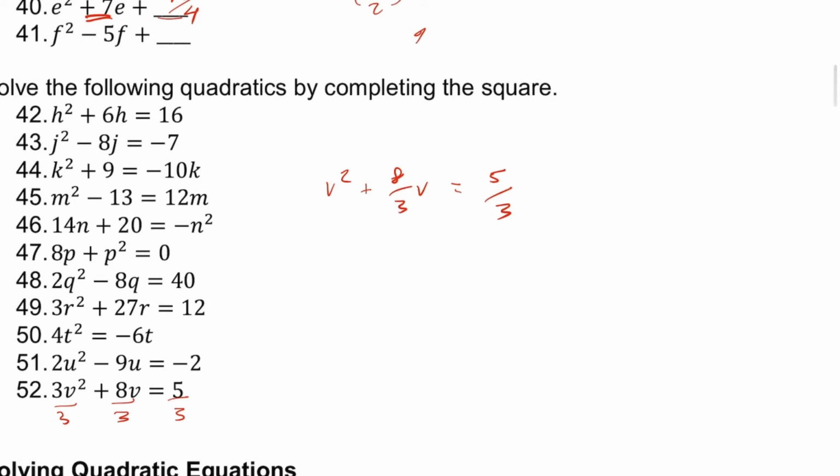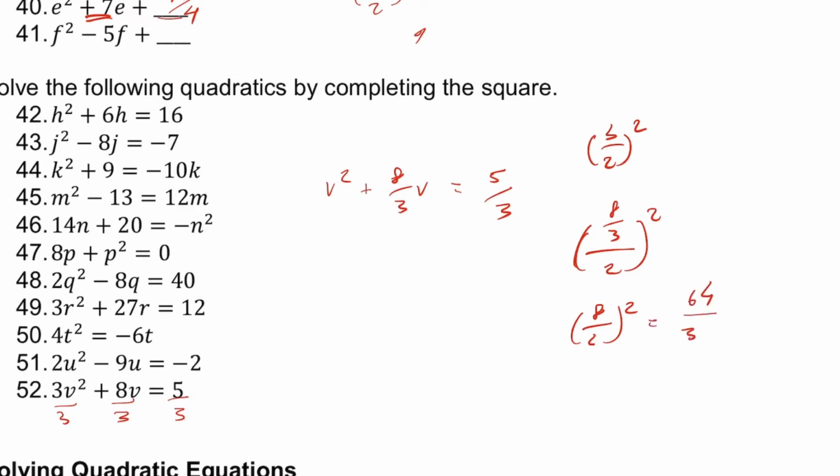Then completing the square, our plus c term is b over 2 squared, and our b is 8/3, so 8/3 over 2 squared, which is 8 over 6 squared, which is 64 over 36. So we're going to add 64 over 36 to both sides of the equation. Plus 64 over 36 equals 5/3 plus 64 over 36.